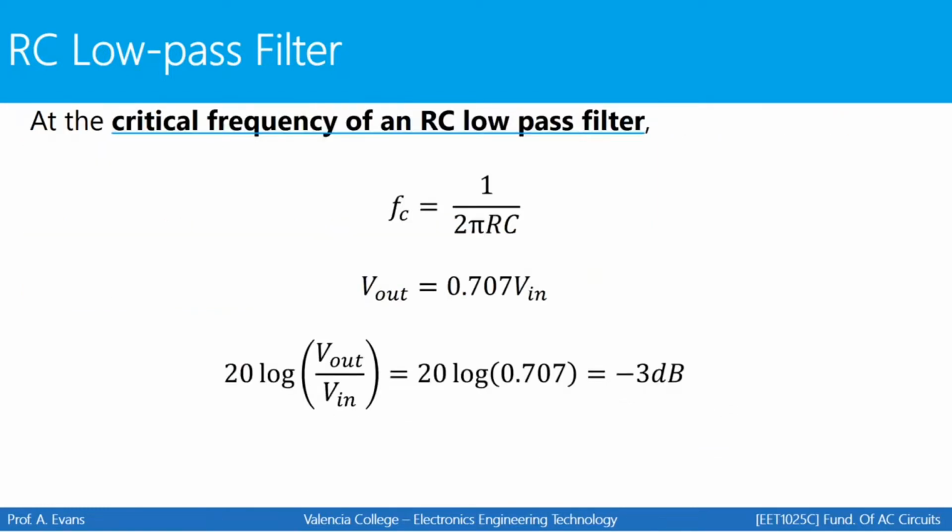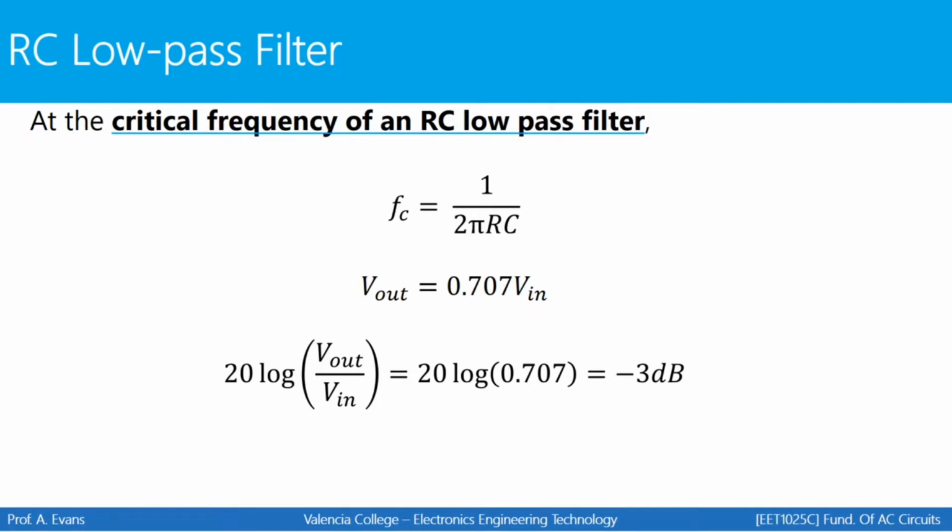So when you reach the critical frequency of an RC low-pass filter, your critical frequency will be determined by 1 divided by 2 pi RC. At this particular frequency, the output voltage of your signal, or you can think of the peak value of the sine wave you're sending in, will be 0.707 times your input value.